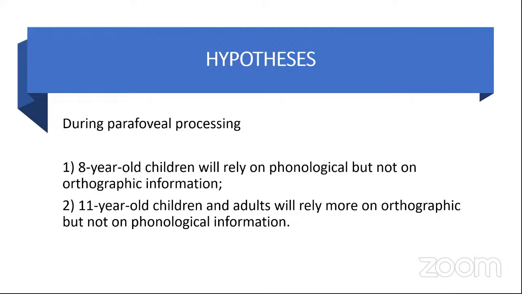So our hypothesis is that 8-year-old children will rely on phonological but not on orthographic information in the parafoveal region, whereas 11-year-old children and adults will rely more on orthographic but not on phonological information. We have chosen 11-year-old children because it is known that their reading parameters reach the adult level by the age of 11 years old.